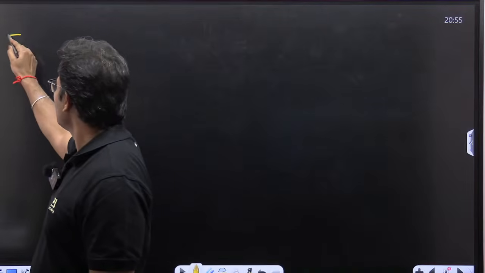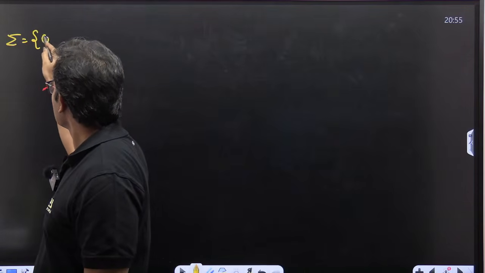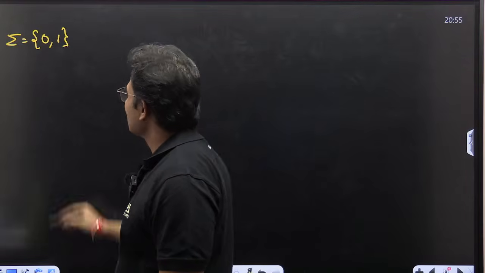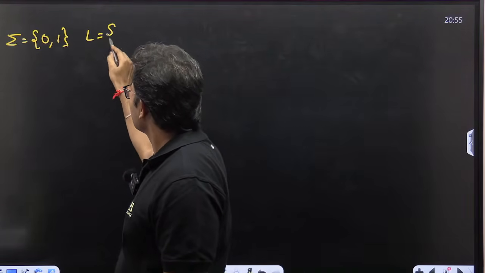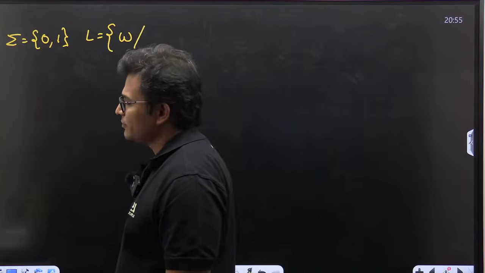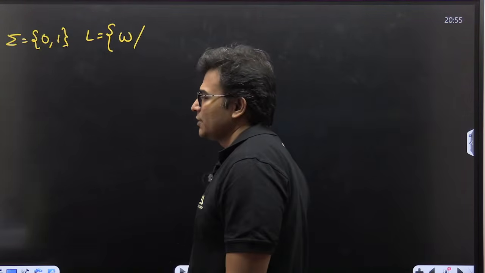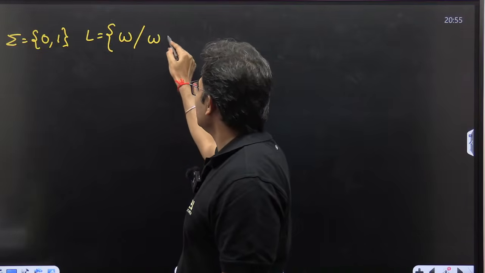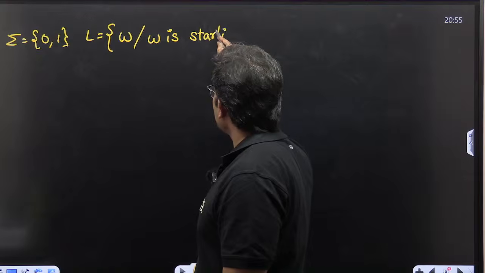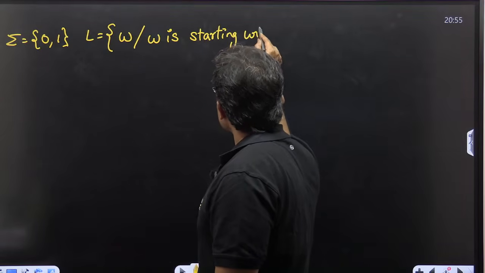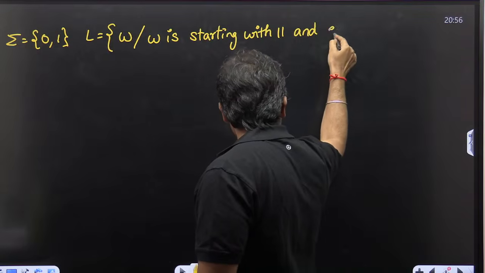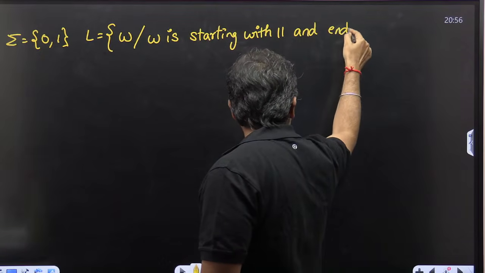Sigma equal to 0 comma 1. L equal to the set of all strings W such that W is starting with 1 1 and ending with 1 1.